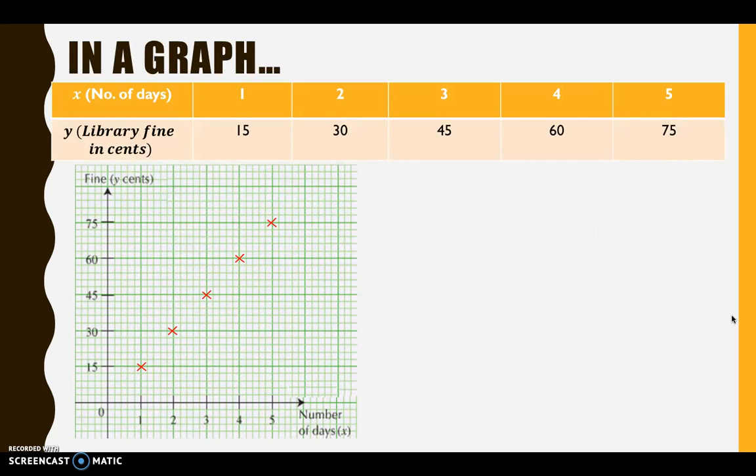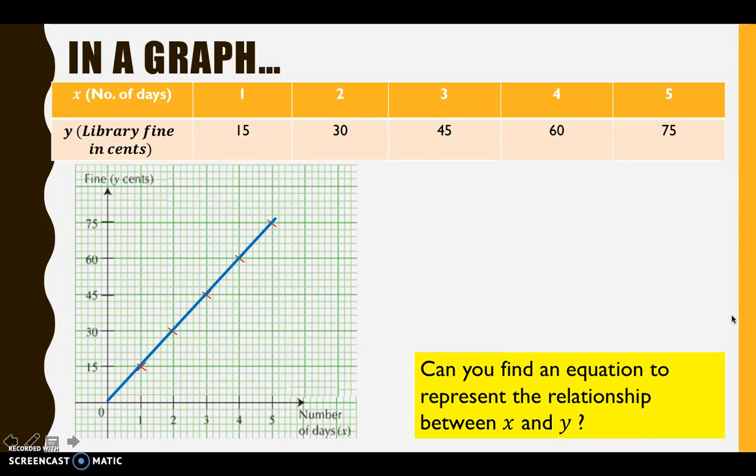So let's try to look at how this would look like in a graph. Letting X be the number of days that the book is not returned and Y be the corresponding accumulated library fine, you would see that as you plot the graph, a straight line would appear. Please plot this graph and draw the straight line on your worksheet. Alright, so can you find an equation to represent this relationship between X and Y? Okay, think about it. Think about what you have learned before in straight lines.